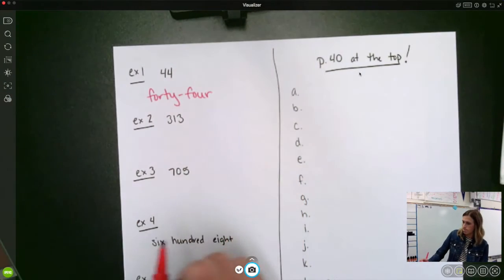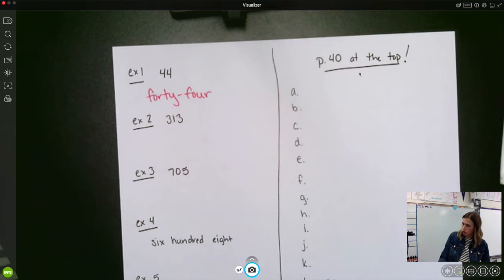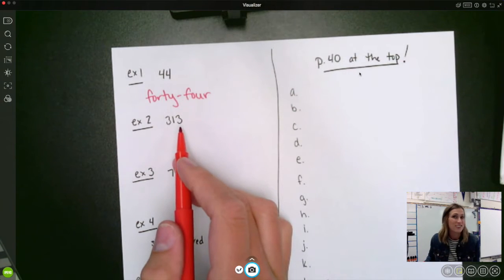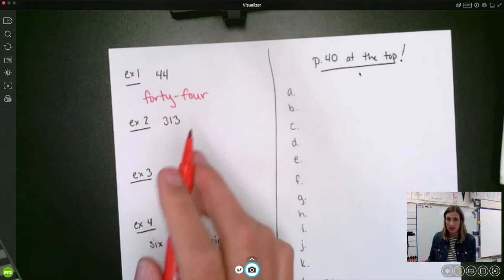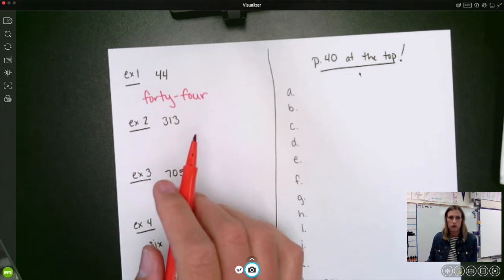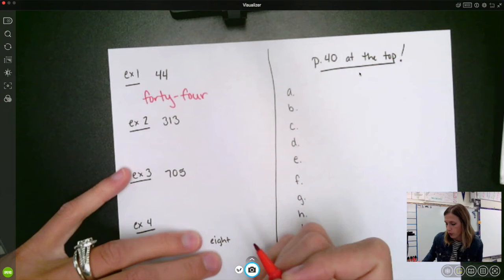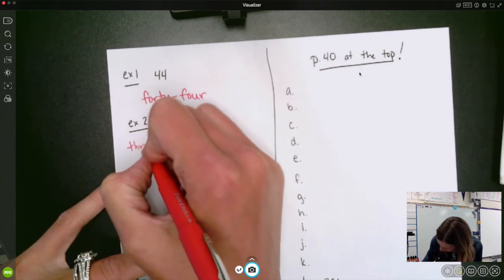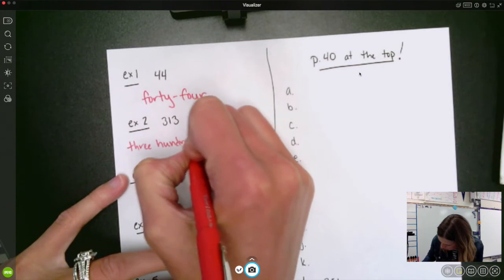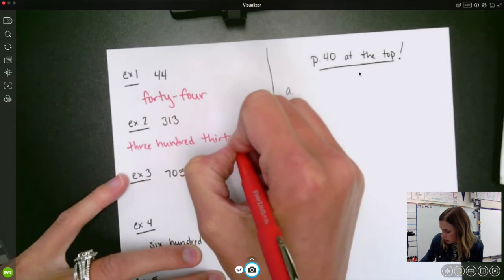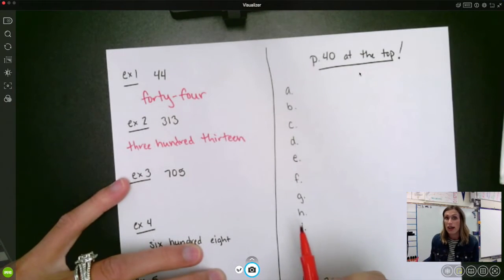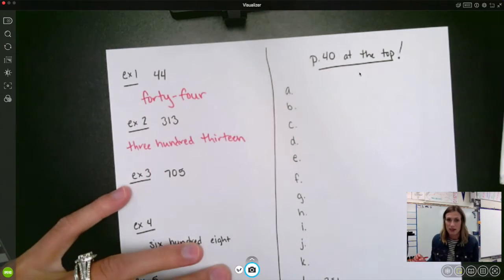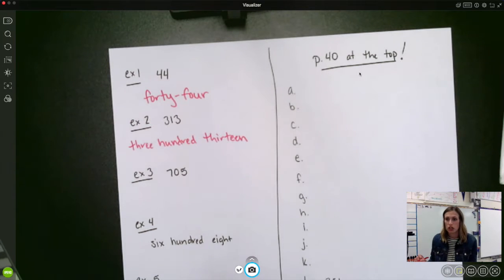Next one says use words to write the number 313. Sometimes I hear kids say the number with an "and" in it. Don't say "and," okay? "And" means something else in math. That actually means a decimal point. There's no decimal points here, so we need to say 313. No "and." Notice there's no hyphens. We don't have any words that end in Y.